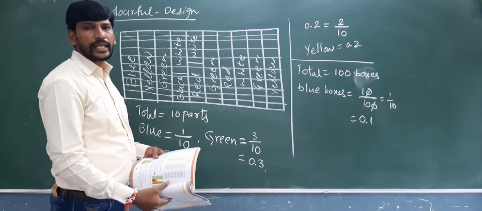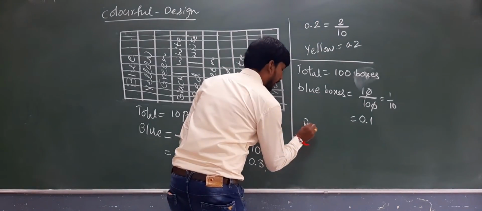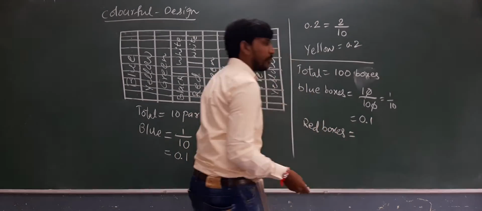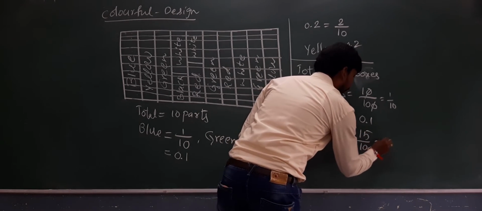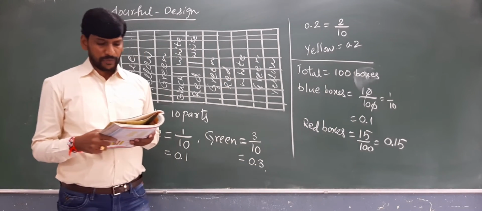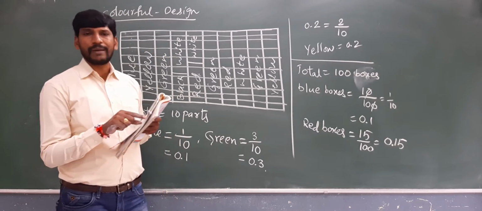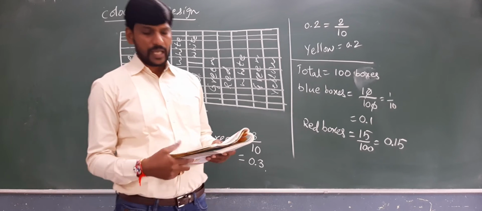Okay, total how many are there? 15 are there. So red boxes is equal to, please write down, red boxes equal to total how many? 15 by 100, which is equal to 0.15. Now, please fill in the blank, 15 by 100. Can we also write it as 0.15 of the sheet?